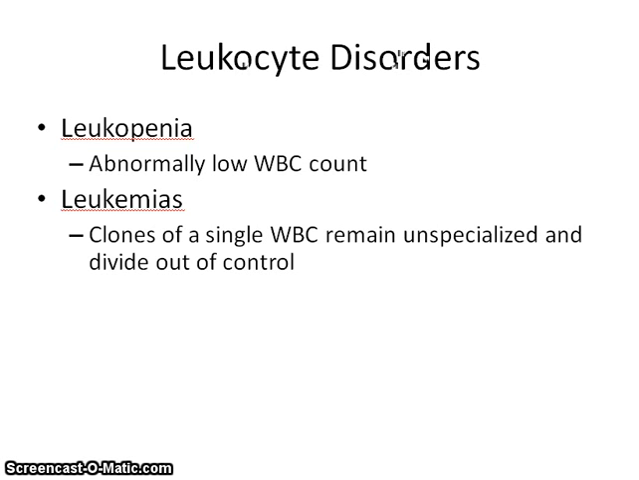Okay, two problems with white blood cells. We have leukopenia. That means that you have too few of the white blood cells. And then leukemia. That's when a white blood cell hasn't really reached its full maturity yet, and it starts to divide out of control. So you have way too many of this white blood cell that can't really do its job yet, and it just overwhelms your body.